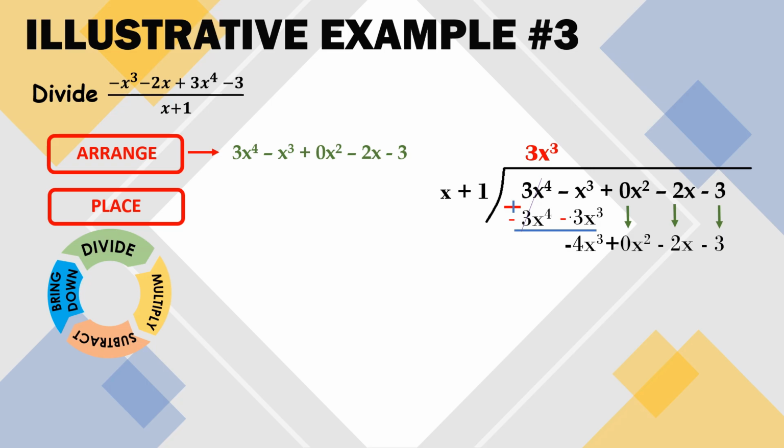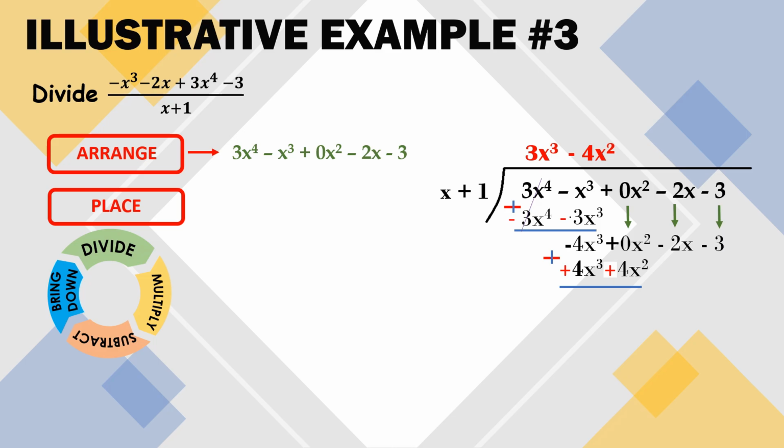Negative 4x cubed divided by x will give you negative 4x squared. Then after that, we multiply. Negative 4x squared times x is negative 4x cubed. Negative 4x squared times positive 1 is negative 4x squared. After this, we're going to subtract. Since we're subtracting terms of polynomial, we change the sign of the subtrahend and proceed to addition.